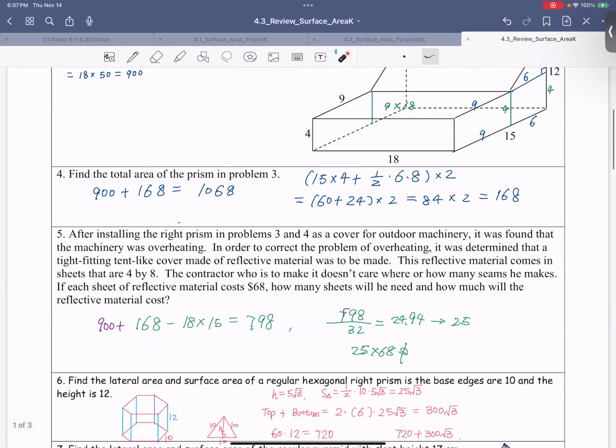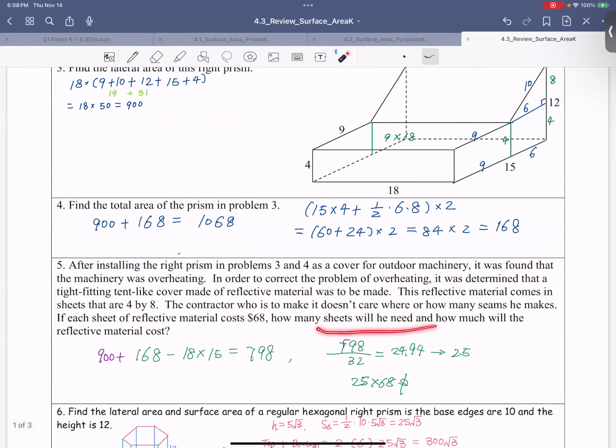After installing the right prism in problems 3 and 4 as a cover for outdoor machinery, it was found that the machinery was overheating. In order to correct the problem of overheating, it was determined that a tight-fitting tent-like cover made of reflective material was to be made. This whole three lines is saying you want the surface area. Next. This reflective material comes in sheets that are 4 by 8. The contractor who is to make it doesn't care where or how many seams he makes. If each sheet of reflective material costs $68, how many sheets will he need and how much will the reflective material cost?